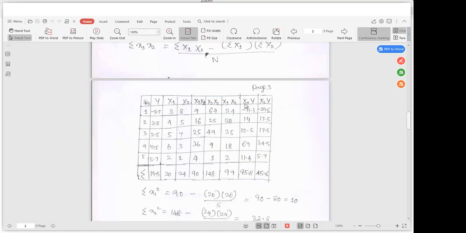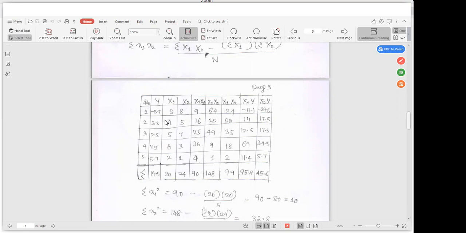Similarly we need to find x1 into y, so we multiply these two. 3 into minus 3.7 will be minus 11.1. Likewise 4 into 3.5 gives 14, 5 into 2.5 gives 12.5, 6 into 11.5 gives 69, and 2 into 5.7 gives 11.4.